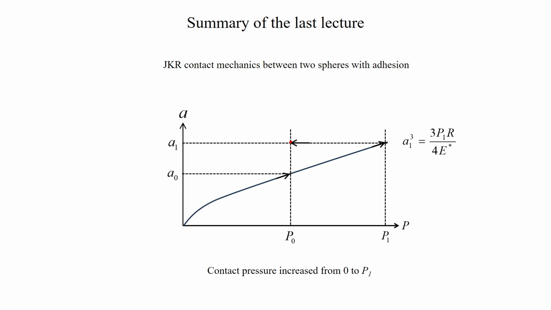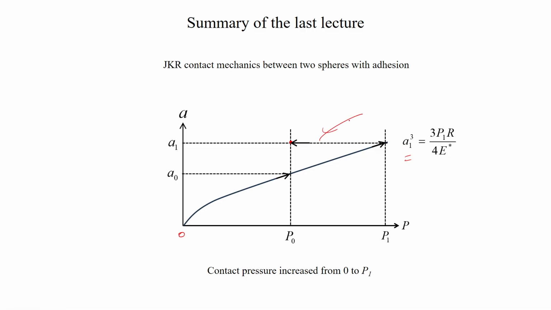In the last lecture we decided that we are going to solve this problem by considering the total energy in the system. In the total energy, the elastic energy of these two spheres has to be calculated, and so we thought that we will do this in two steps. In one case, we increase the pressure from 0 to P1 by Hertz mechanics, and so the contact radius increases to A1, and then because of adhesion the pressure is decreased from P1 to P0.